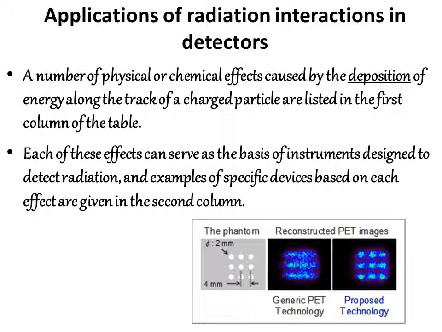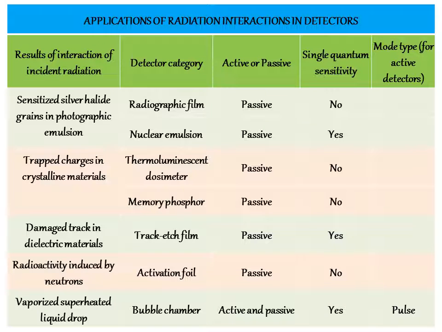So you will be having a number of instruments which are based on the radiation interactions, and they are used in medicine either to detect or to treat. Let us see about that. So here you can see the synthesized silver halide grains in photographic emulsion. They are used as radiographic films and nuclear emulsion.